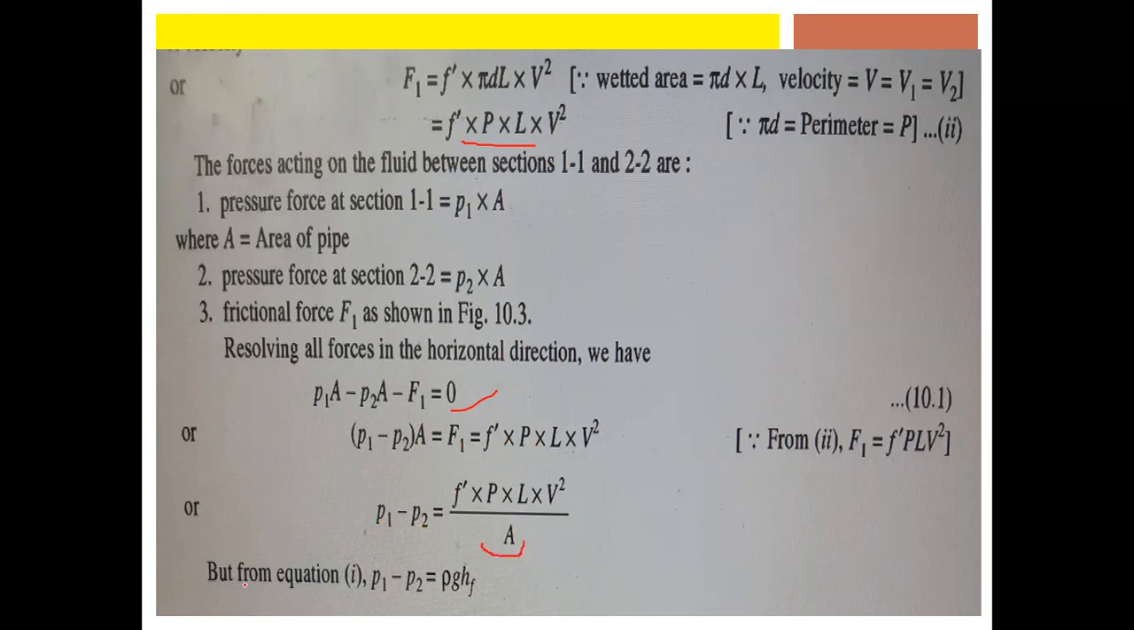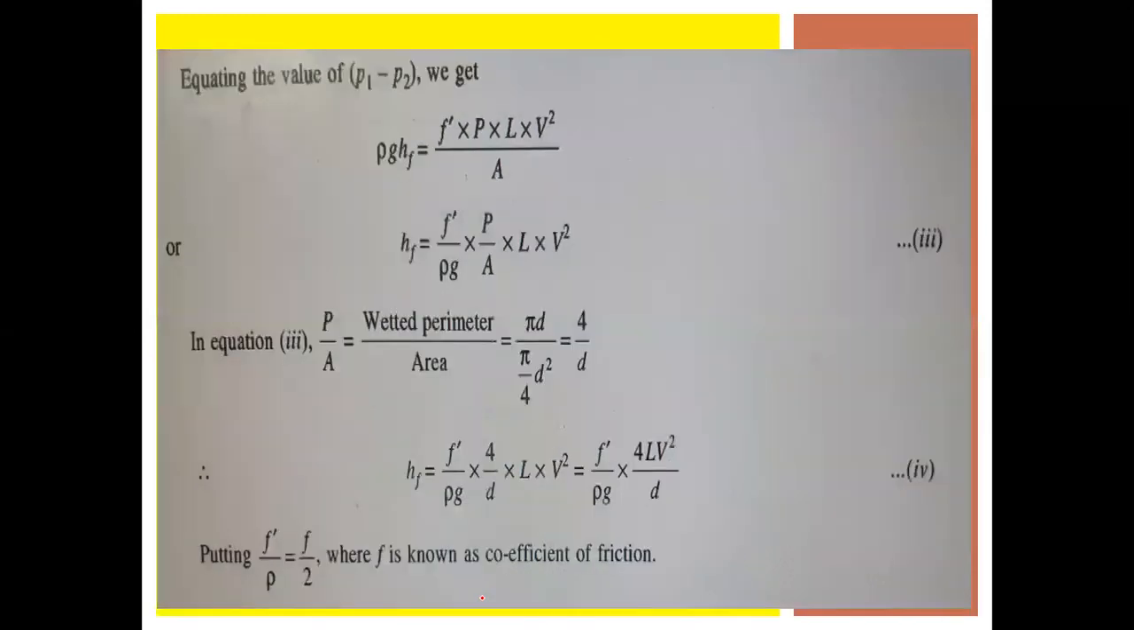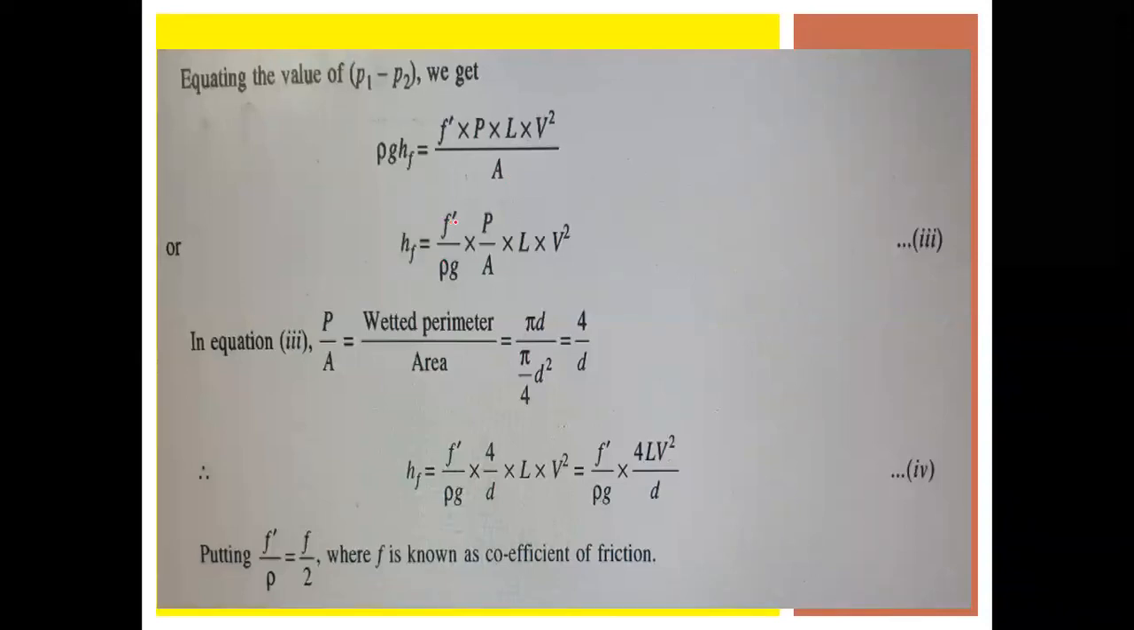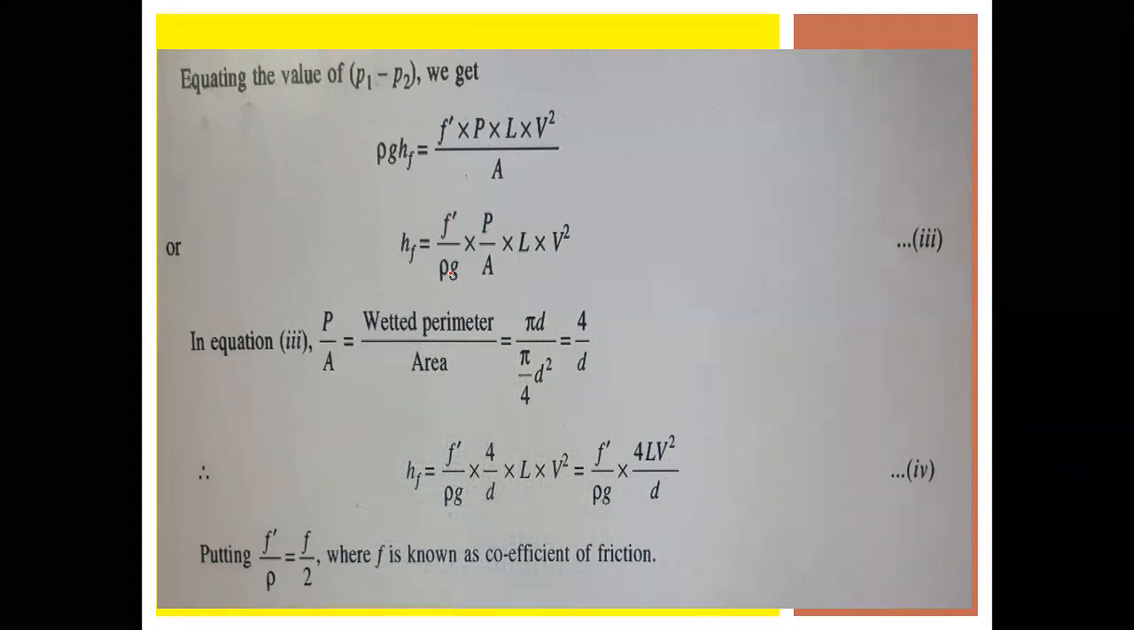But from the Bernoulli equation, p1 minus p2 is rho g hf, the head loss. Equating the value of p1 minus p2, we substitute it, so rho into g into hf is equal to F dash into P into L into v square by A. Therefore hf, the head loss, is equal to F dash by rho g into P by A into L into v square.